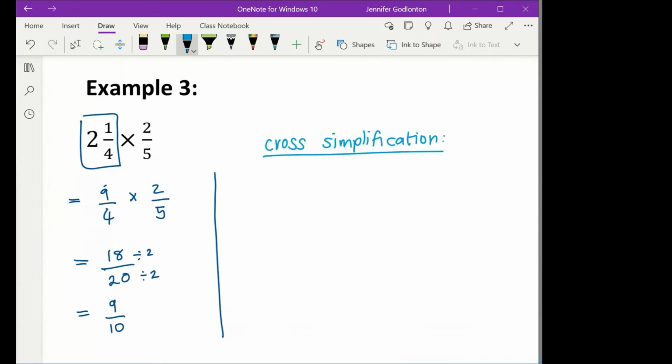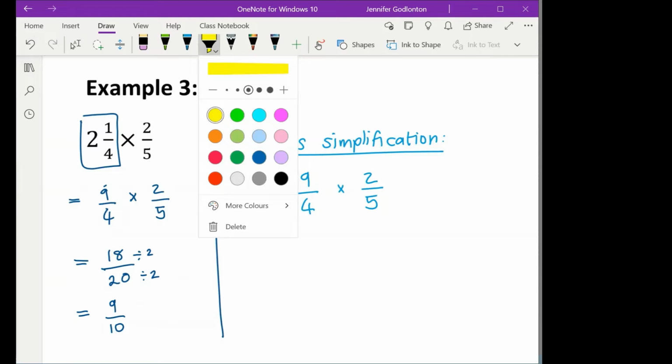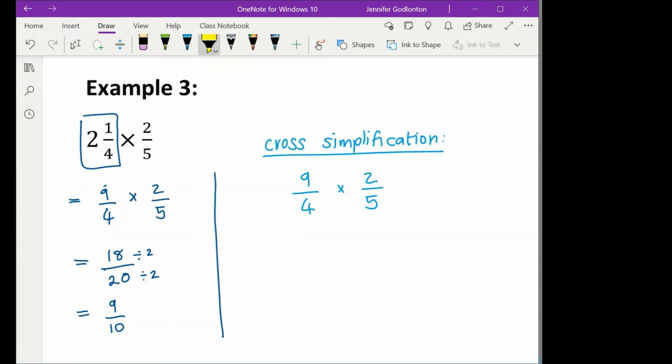Okay, so let's just go through how to do cross simplification. I'm going to talk you through this one nice and slowly, and then I'm going to let you do example 4 by yourself. So I've got 9 over 4 times 2 over 5. When we do cross simplification, we have to take a numerator and a denominator. We have to have one top and one bottom. We can't have 2 tops and 2 bottoms. Now, if I look at 9 and 5, there's no number that can go into both of those. So there's nothing I can do.